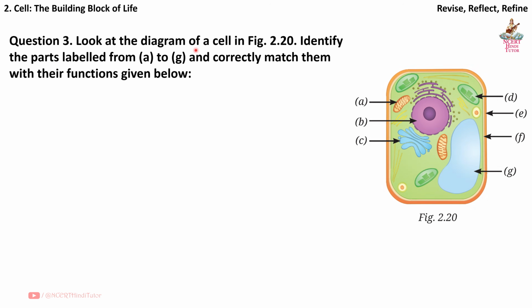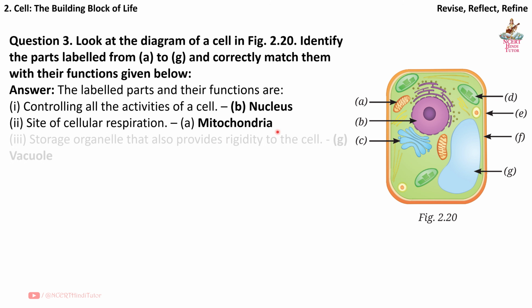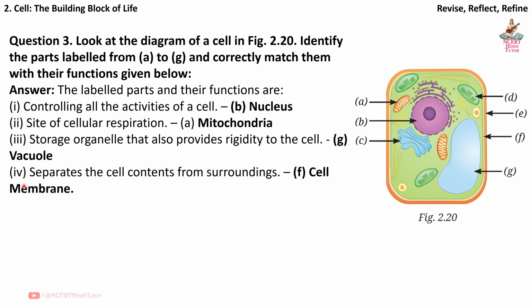Question 3. Look at the diagram of a cell in figure 2.20. This one. Identify the parts labeled from A to G and correctly match them with their functions given below. Answer. The labeled parts and their functions are: first, controlling all the activities of a cell: B. Nucleus. This is the nucleus. Second, site of cellular respiration: A. Mitochondria. This is mitochondria. Third, storage organelle that also provides rigidity to the cell: G. Vacuole. This one. Fourth, separates the cell contents from surroundings: F. Cell membrane. This one.